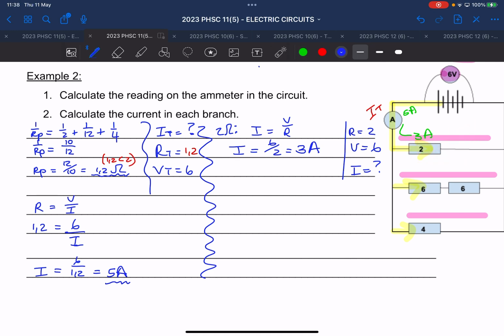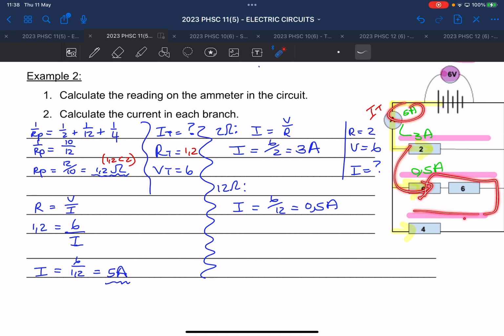Okay, now we're going to look at the bottom branch. Are we going to look at the 6 and the 6, or are we going to look at the 12? We'll go for the 12, because they're in series. So together, that whole branch is 12 ohms. Now the volts is again 6. The resistance is 12. And that gives us 0.5 amperes. Does it make sense that the smallest amount, that 0.5 of our 5, goes there? Yes, because it's the biggest resistance.